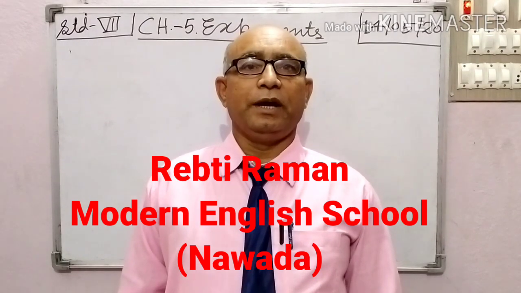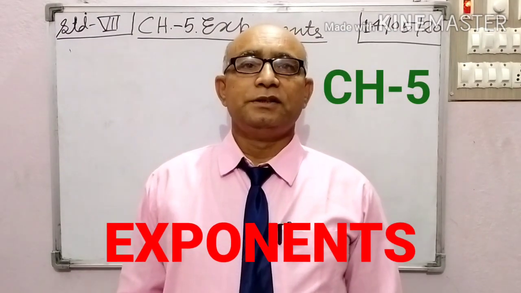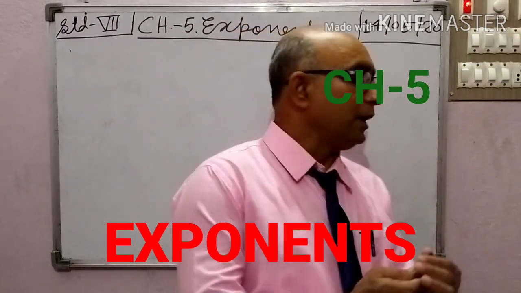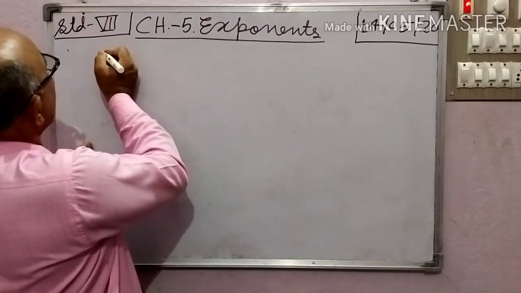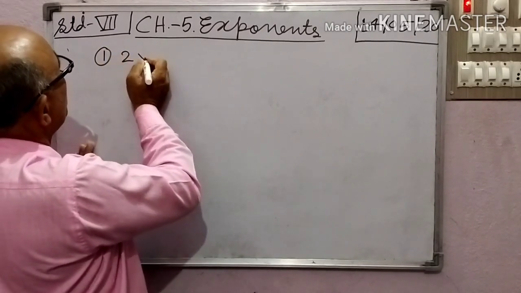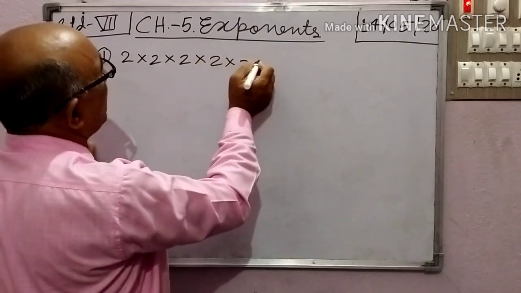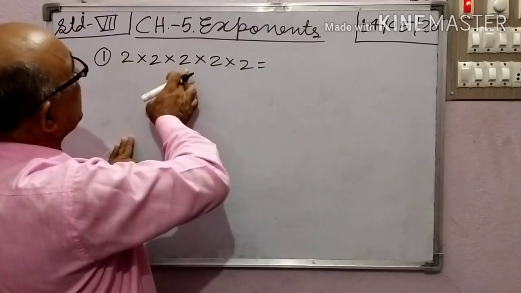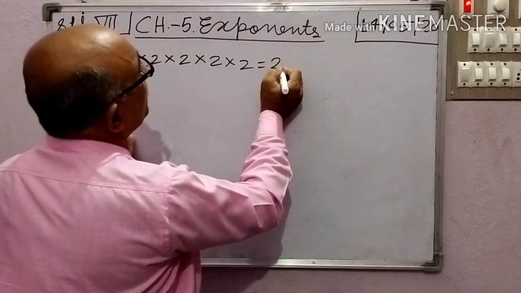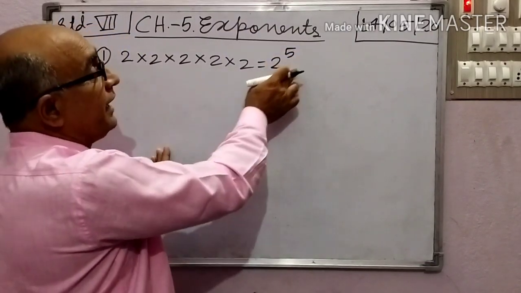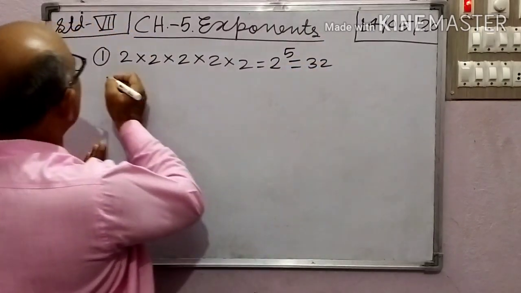Students, today I shall discuss with you exponents, chapter 5 of class 7. First point: 2 multiply 2 multiply 2 multiply 2 multiply 2. That is 1, 2, 3, 4, 5 times. So 2 to the power 5, 2 raised to the power 5. That means 32.